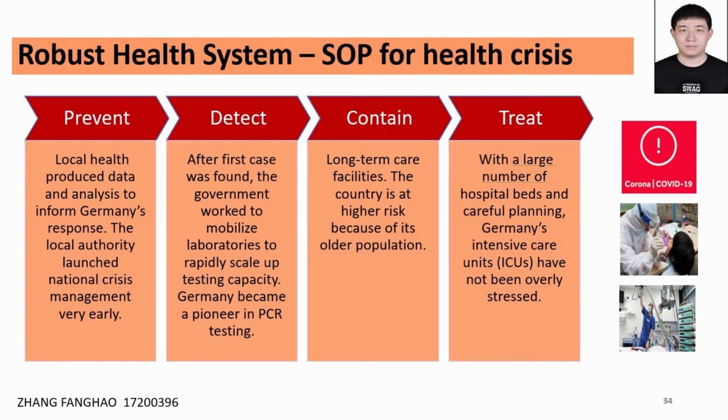The third segment is contain. Germany's greatest success in this area has been relatively limited transmission in long-term care facilities. Because older people are more likely than younger people to die from the virus, the country is at higher risk because of its older population. The comparably low rate of infection among Germany's population over age of 70 is probably one driver of its relatively low case death rate overall.